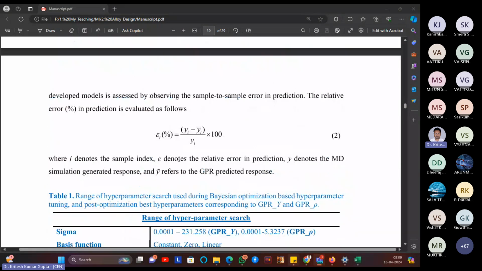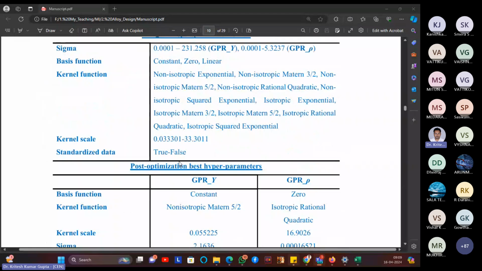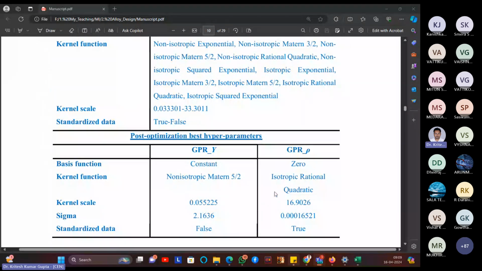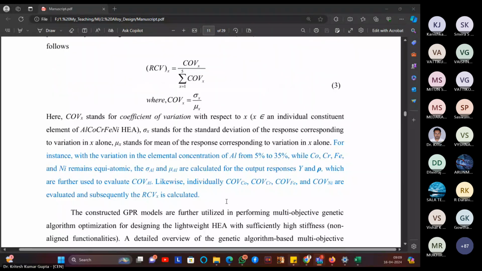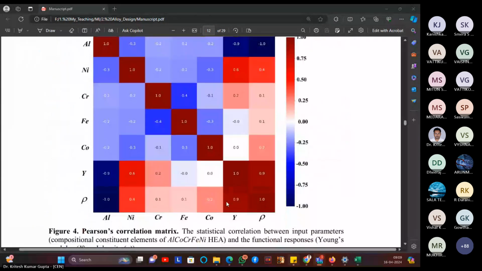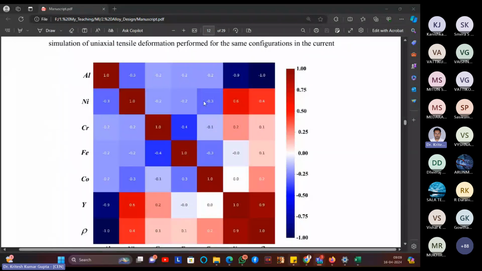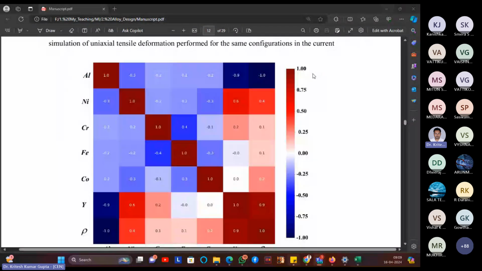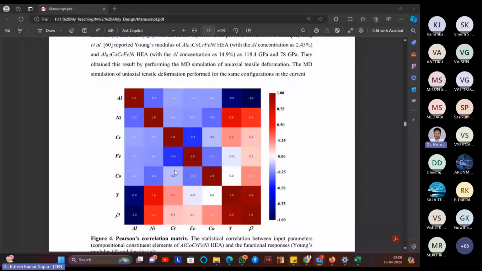Okay, so let's go through. These were the hyperparameter search range and selected hyperparameters for individual models, as you can see. This is the first analysis based on the data itself. Based on the data which we have got, we can see how each individual element or feature is correlating with the response.